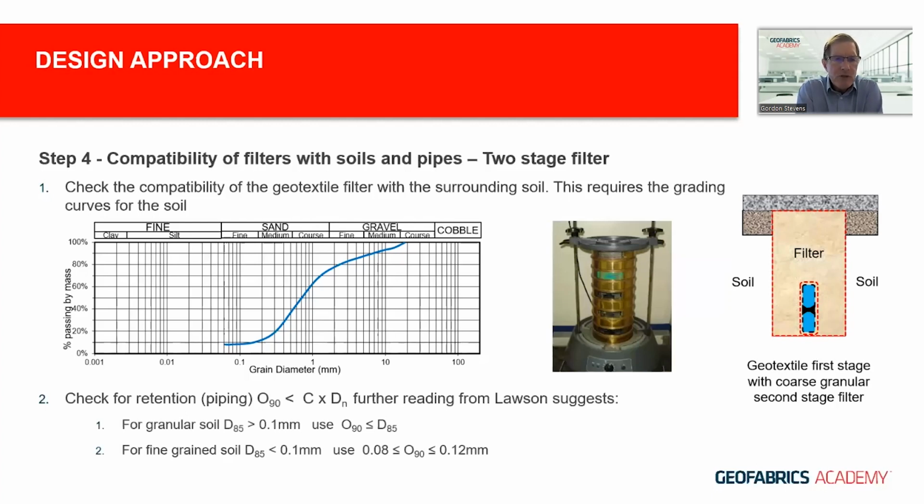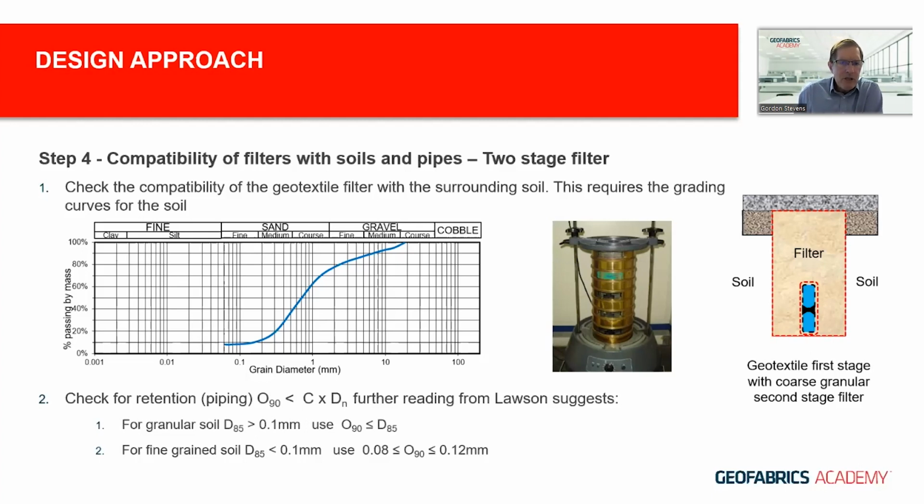Now, if it wasn't suitable, we would then have to move to a two-stage filter. And in this instance, we need to check the compatibility of the geotextile filter with the surrounding soil. So once again, we require a grading curve, PSD, for the soil, the surrounding soil, so something similar to that. We also need to understand the opening size, the equivalent opening size for the geotextile, and that's normally carried out by a dry sieve shaking test.